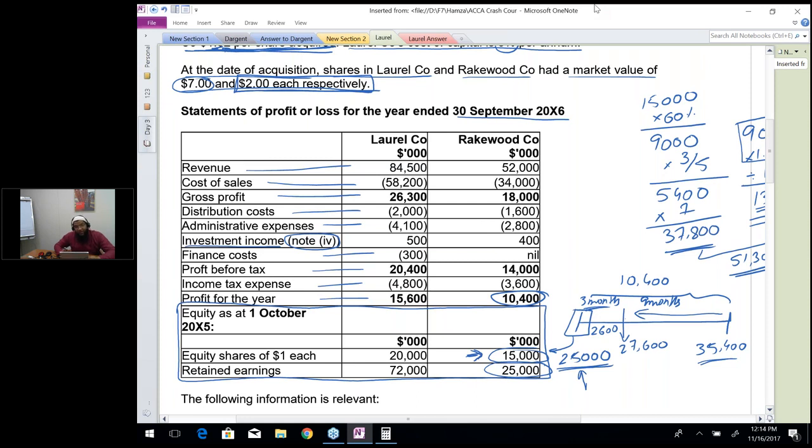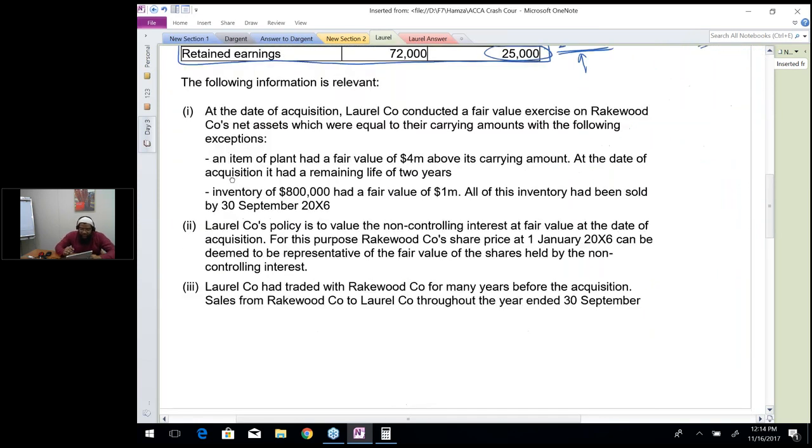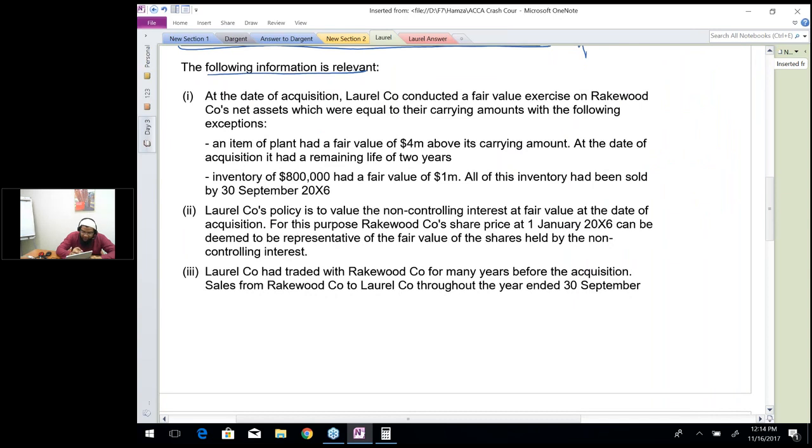So now we have completed the working number 1 up to a certain level, and now we are going to read the adjustments. The question says that the following information is relevant. At the date of acquisition, Laurel Company conducted a fair value exercise on Rackwood Company's net assets, which were equal to their carrying amounts with the following exceptions. An item of plant had a fair value of $4 million above its carrying amount. So there's a fair value adjustment of $4 million. At the date of acquisition, it had a remaining life of 2 years.